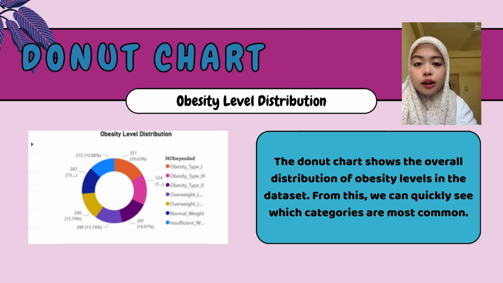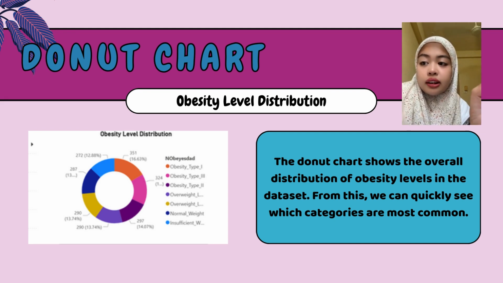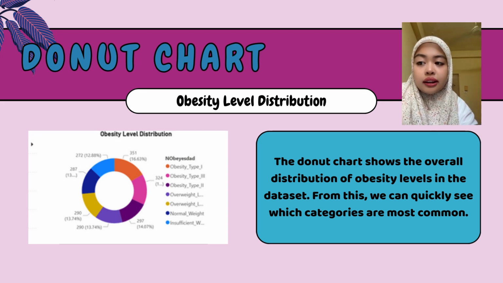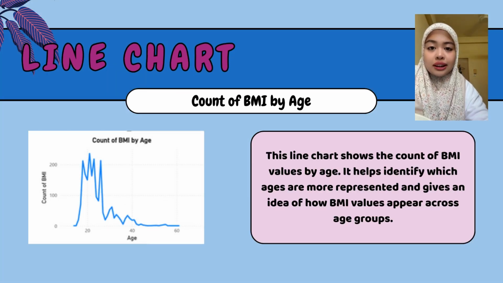The second chart that I use is a donut chart, which shows obesity level distribution. The donut chart was used to visualize the proportion of people in each obesity category. The NObeyesdad field was used as the legend, and the values represented the count of records. This visual helps users understand which obesity levels are most common in the dataset and provides a high-level overview of the distribution. And the third one is a line chart, where we will see count of BMI by age.